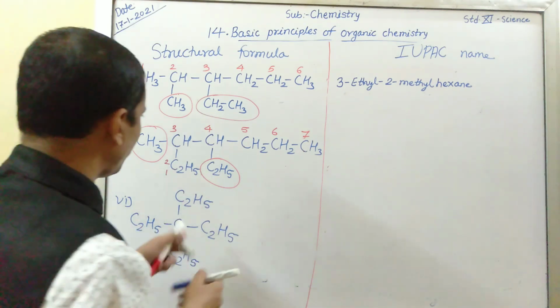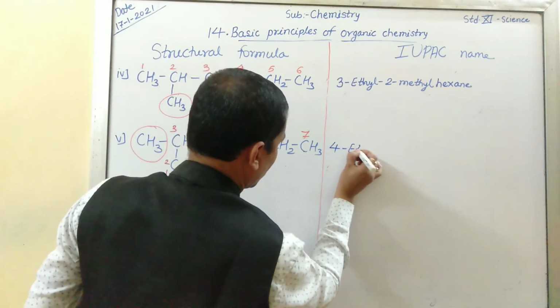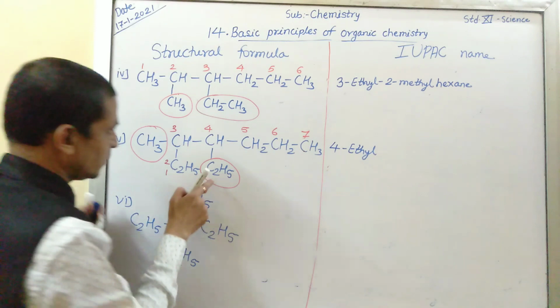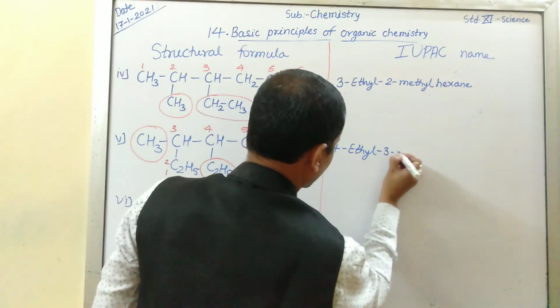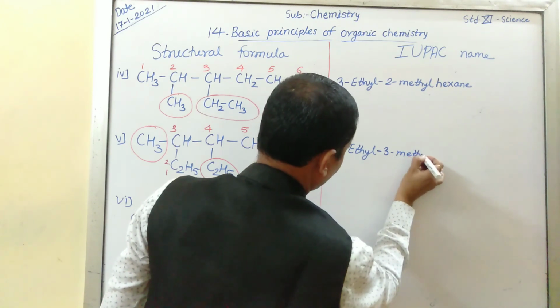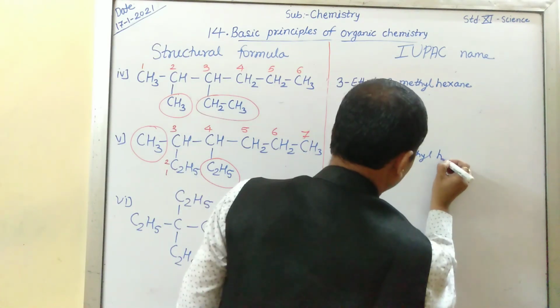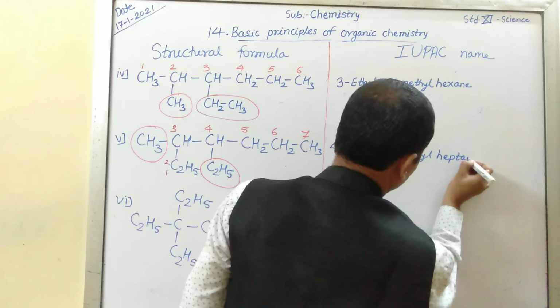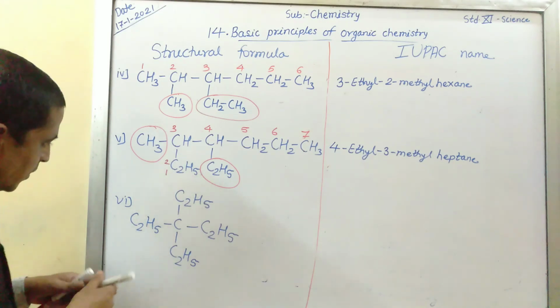Again we have to write 4-ethyl, because ethyl comes first, 4-ethyl, 3-methyl, and the parent chain is heptane. So 4-ethyl-3-methylheptane. Now come to this.